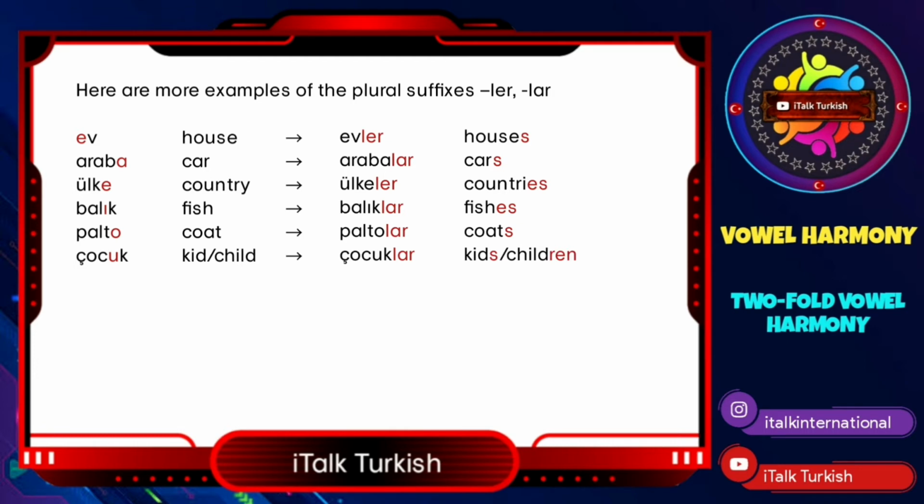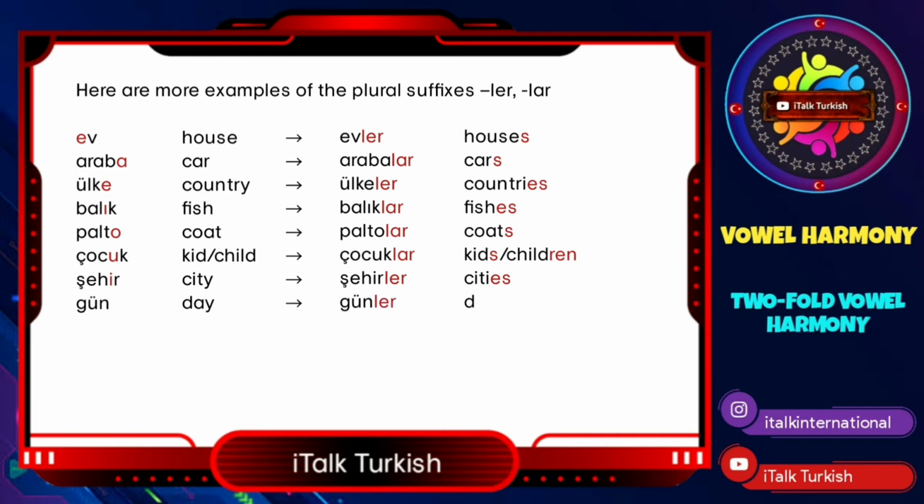Çocuk. The last vowel of çocuk is u, because the last vowel is a back vowel. Therefore, you will say çocuklar while making it plural. Şehir. City. The last vowel of şehir is i. That's why we have to say şehirler while making it plural.